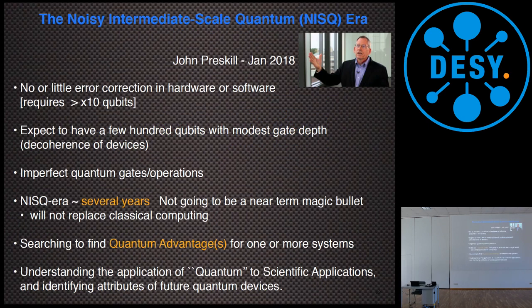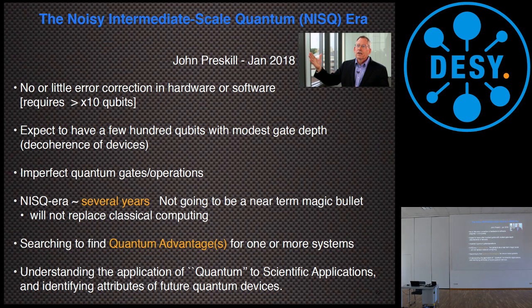So John Preskill coined the term NISQ era, the noisy intermediate scale quantum era, which is what we're in now and will be in for the next decade, most likely. These are quantum devices with qubits that have little or no error correction. To do error correction, as has been discussed in the meeting so far by a number of experts more expert than I am, the number of physical qubits is greater than 10 times the number needed to get an error-corrected logical qubit. One expects to have a few hundred qubits that can sustain a modest gate depth before these quantum devices decohere. The gates are far from perfect.